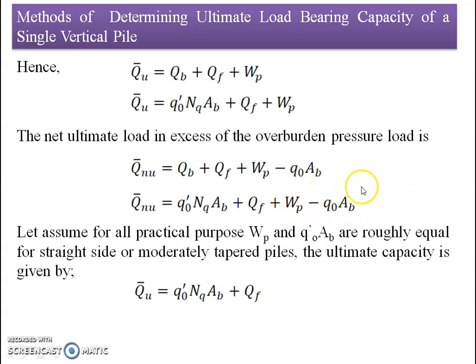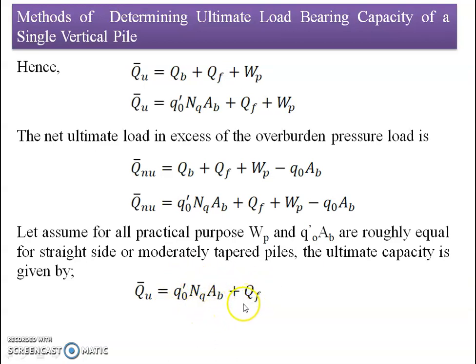That's why these components are generally neglected, and the equation reduces to Qu bar equals Q naught dash Nq into Ab plus Qf. Now here we are able to know the value of the bearing strength we have.